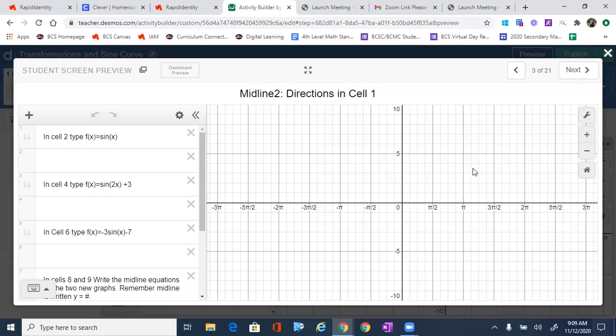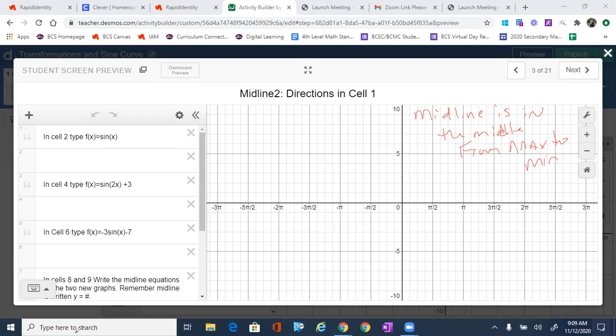All right, so let's go ahead and look at the midline of sine and cosine curves. So remember, it is midline, and it is exactly what it sounds like. Midline is in the middle. And when I say the middle, it's going to be in the middle from the top to the bottom, so from max to min.